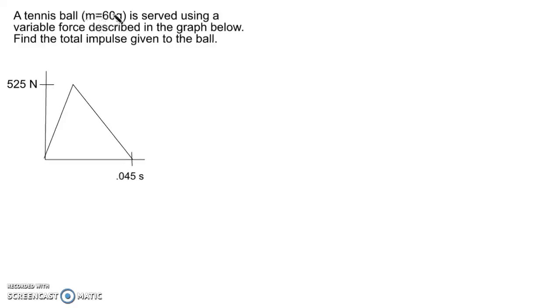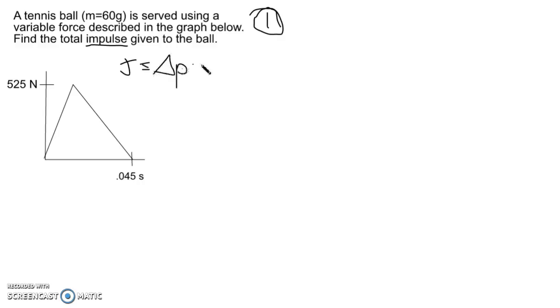A tennis ball with a mass of 60 grams is served using a variable force described in the graph below. Find the total impulse given to the ball. Okay, so we're looking for impulse, and impulse is change in momentum, right? So J, which represents impulse, equals change in P.